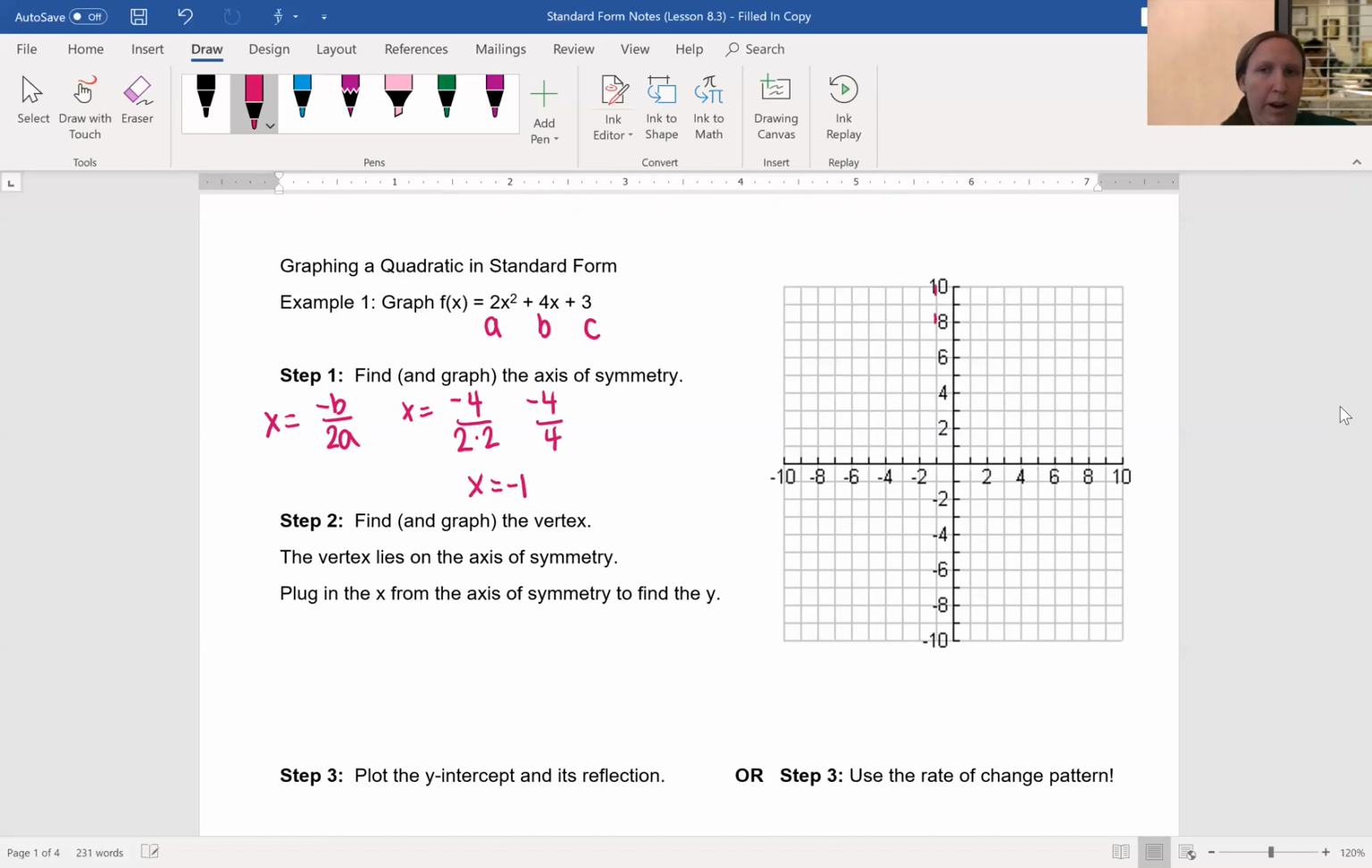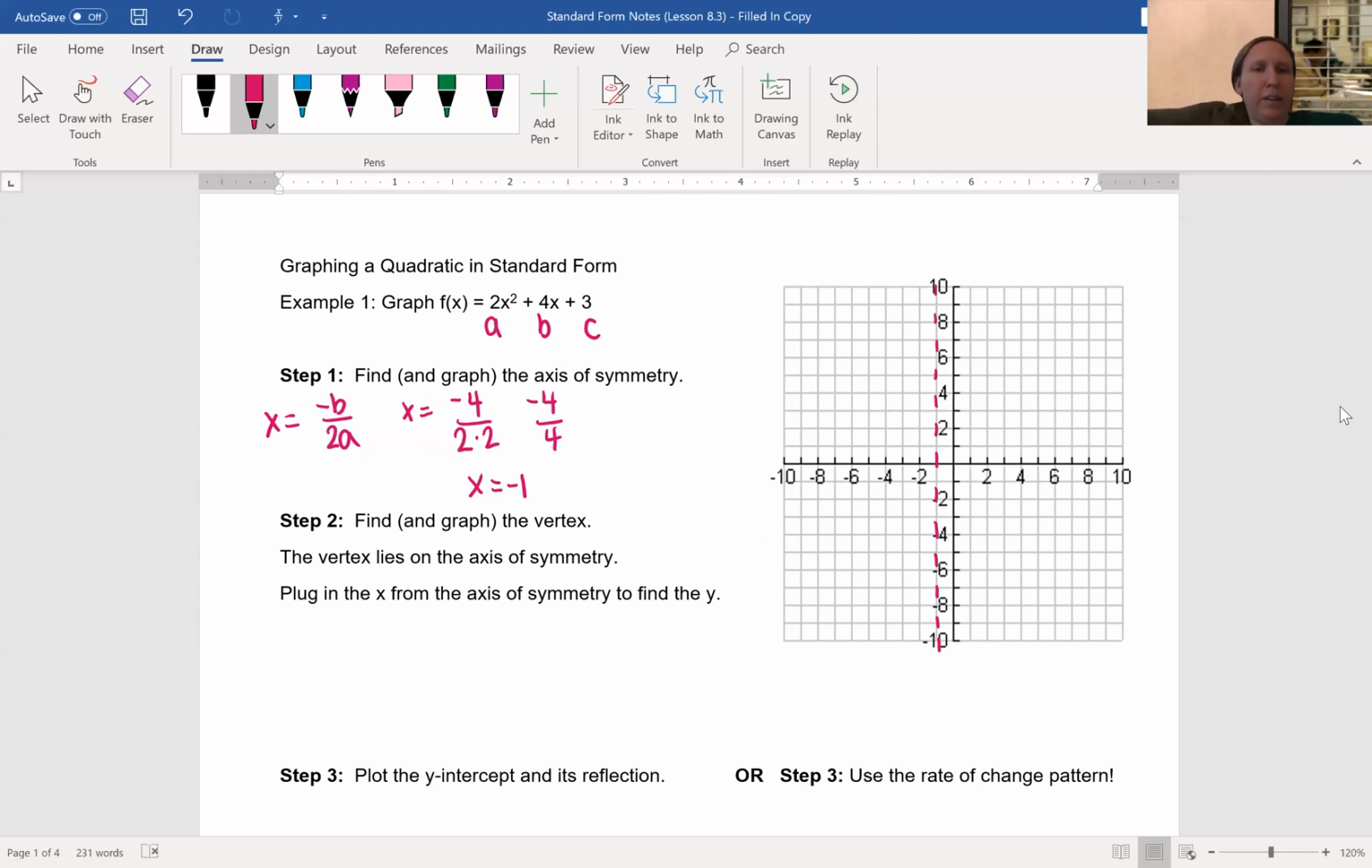So I'm going to graph that first. We often use a vertical dashed line to represent our axis of symmetry because it's not technically part of our graph. It's not part of the parabola we're graphing, but we definitely do want to put it on there to help us graph this parabola.